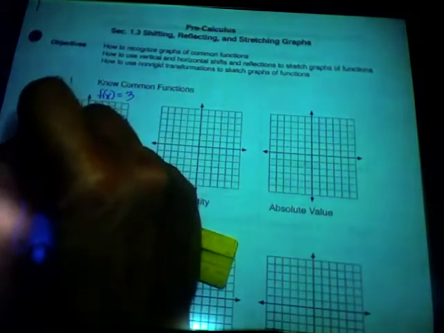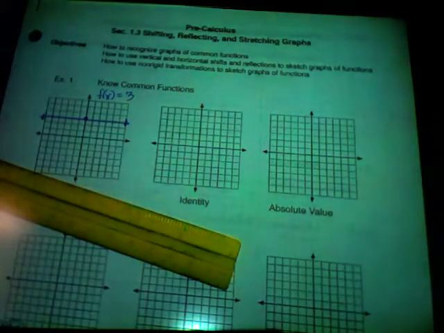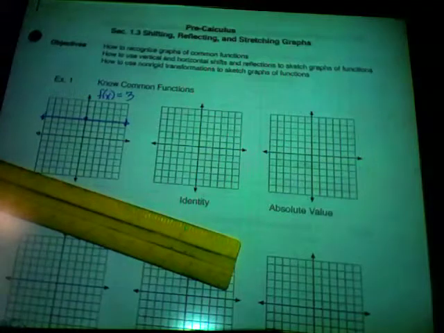That's called constant because it never changes. The y value is always 3. All that can do is go up or down. So if you have f of x equals a number, it's automatically a constant function going through the y-axis at that value.